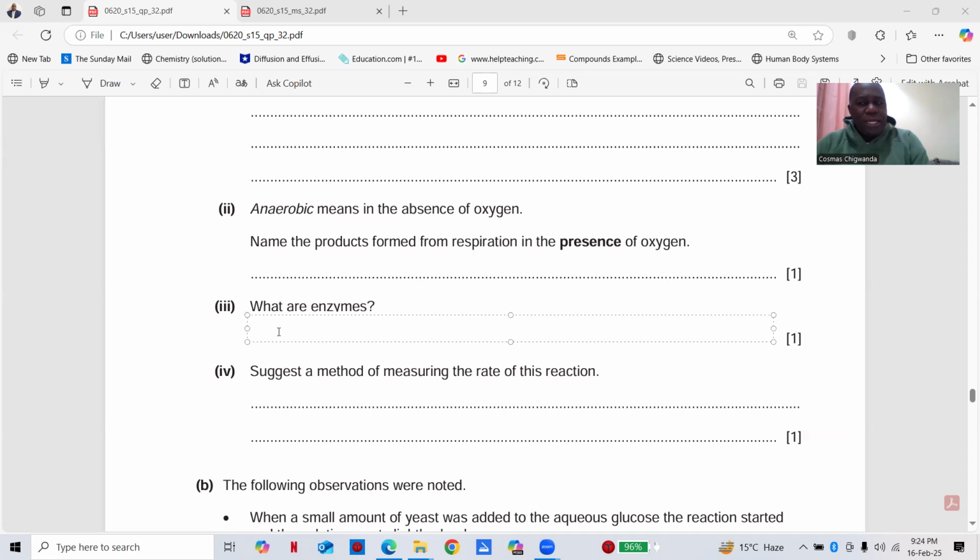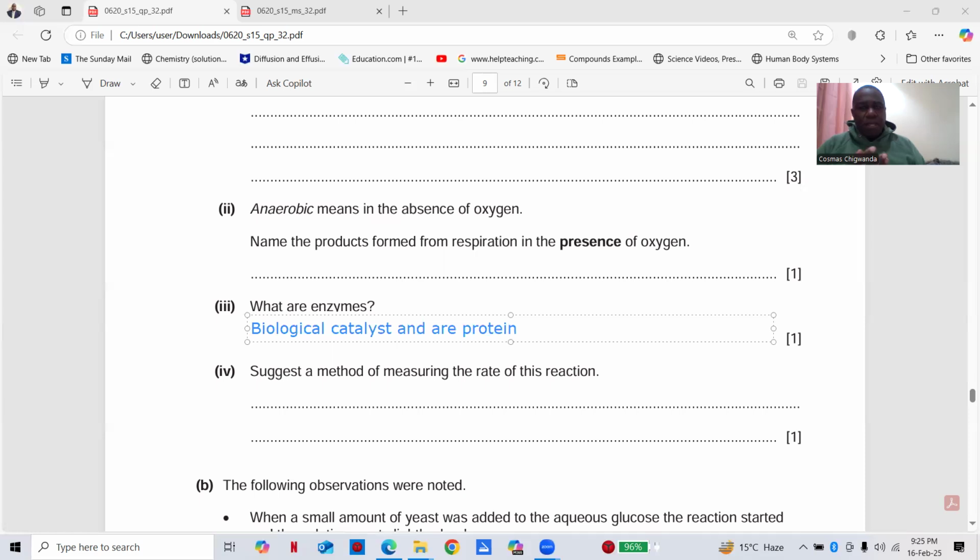Like this question, you can actually see that it's related to biology, like what are enzymes? Enzymes are biological catalysts. I'm using my knowledge of biology. So these are biological catalysts and are protein in nature. You're showing the examiner that you know that catalysts are also protein in nature.